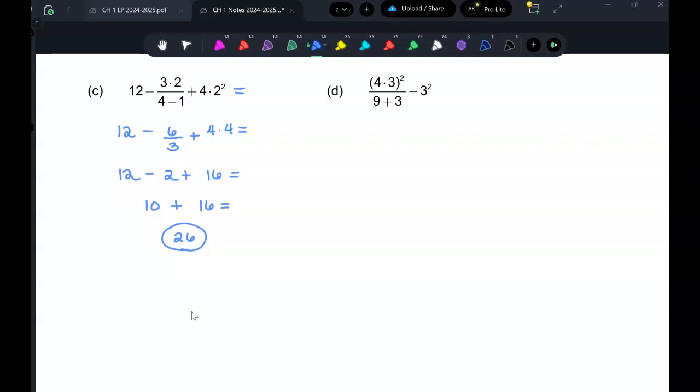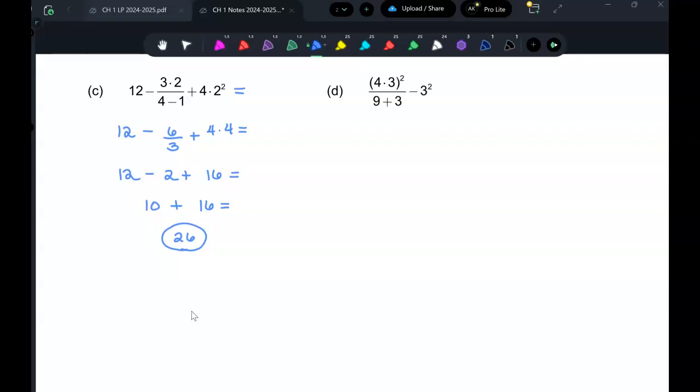Yeah, let me see what happens. So 12 minus 6 over 2. No, you work it out yourself. Ah, what did we forget? We forgot to go left to right.